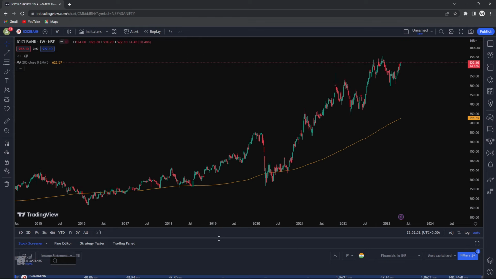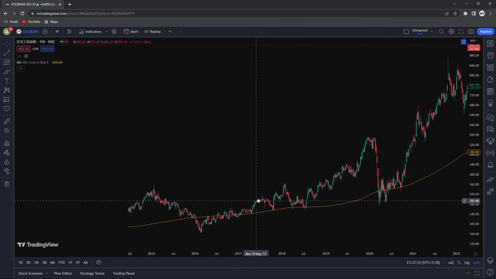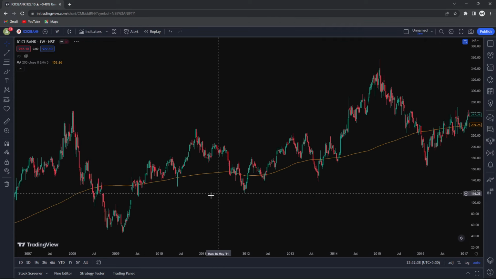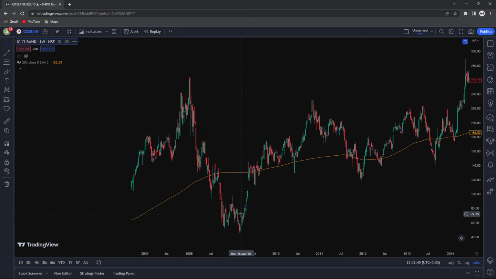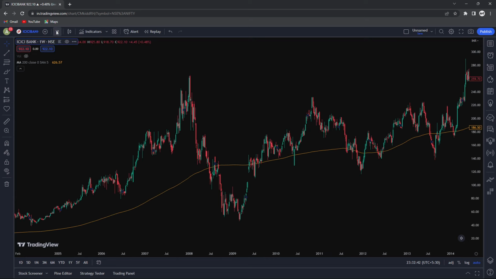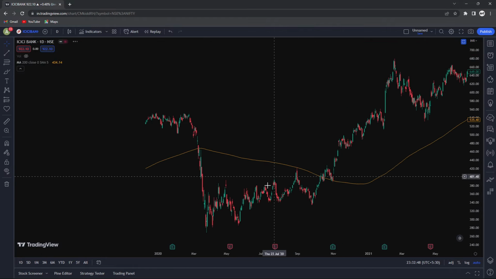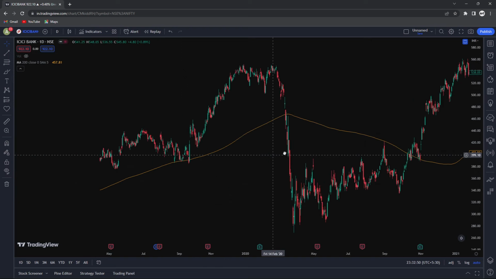ICICI Bank is a good example here. You can see the indicator is not reliable. Let's see it in our daily time frame. You have to do multi-time frame analysis, right? I was looking at the weekly time frame, so let's look at the daily time frame.